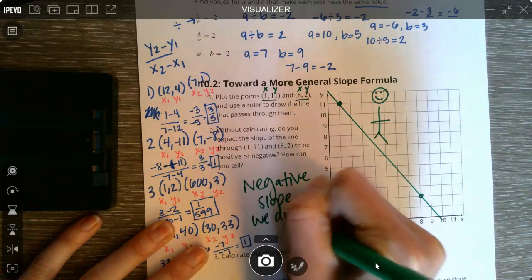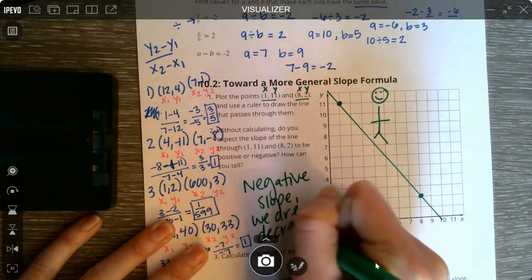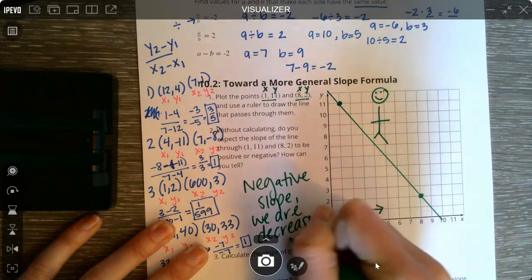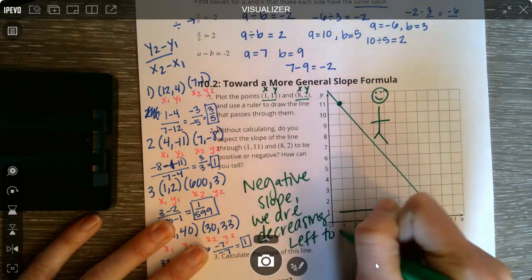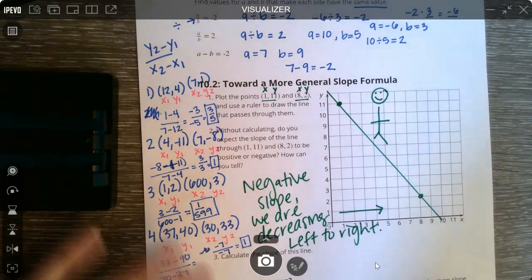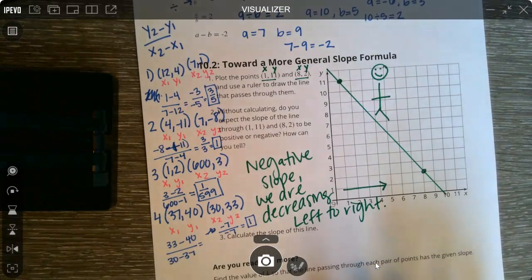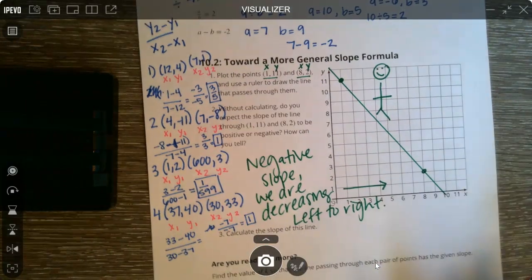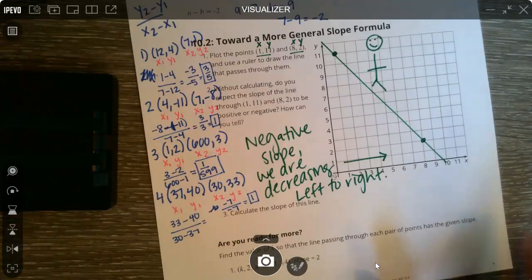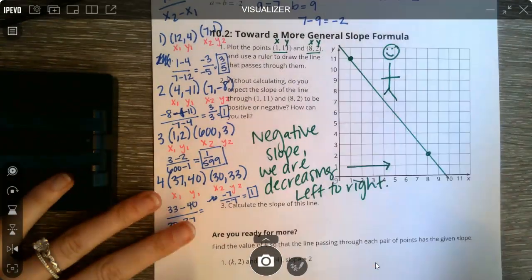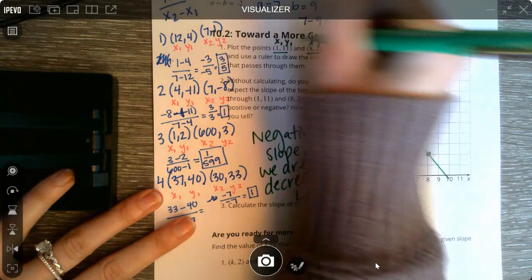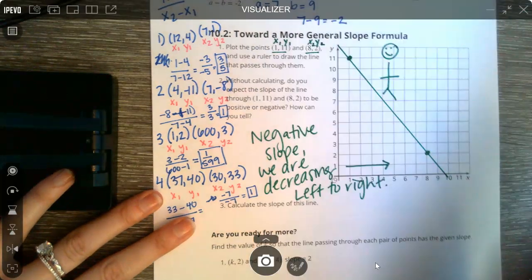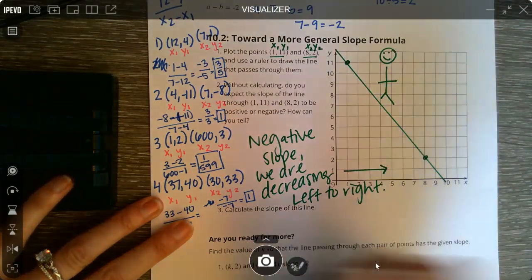We are decreasing left to right. Okay? You can put in your own words, whatever makes sense to you. This is your workbook, okay? And it says calculate the slope of the line. Well, they gave us the 2 points. I'm just going to put 1, 1, 2, 2. So now I can use those points in my formula.